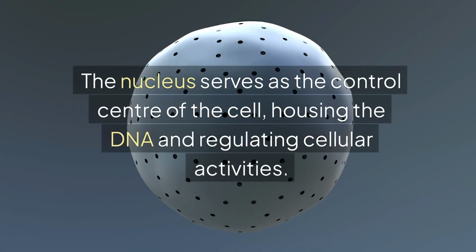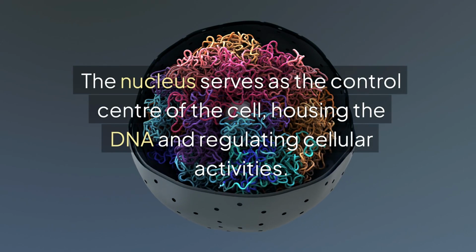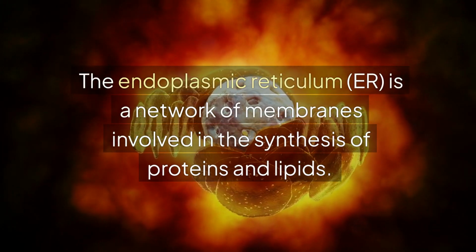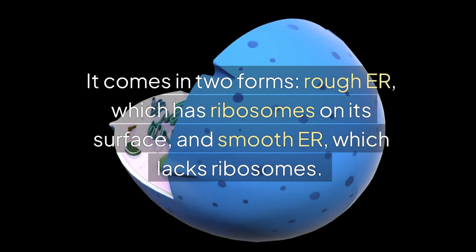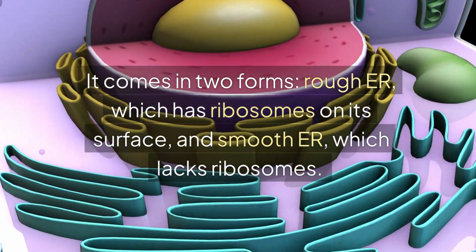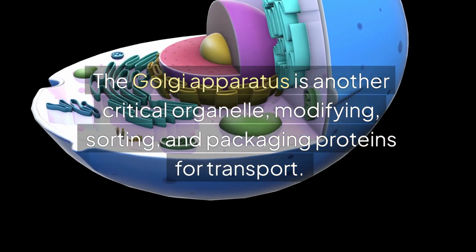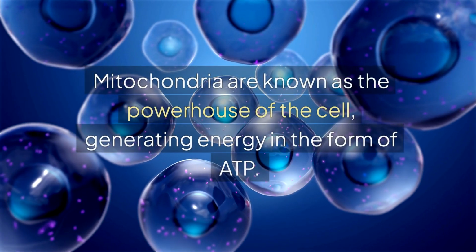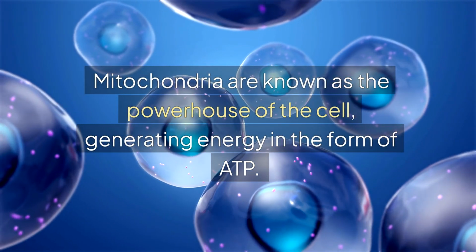The nucleus serves as the control center of the cell, housing the DNA and regulating cellular activities. The endoplasmic reticulum, or ER, is a network of membranes involved in the synthesis of proteins and lipids. It comes in two forms, rough, which has ribosomes on its surface, and smooth, which lacks ribosomes. The Golgi apparatus is another critical organelle, modifying, sorting, and packaging proteins for transport. Mitochondria are known as the powerhouse of the cell, generating energy in the form of ATP.